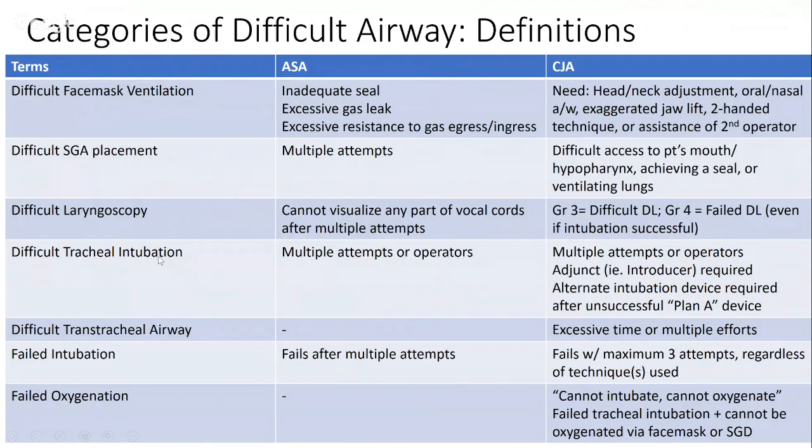ASA defines difficult tracheal intubation as multiple attempts or operators, while the CJA is more prescriptive and defines it as multiple attempts or operators, requiring adjuncts and introducers, or requiring an alternate intubation device other than the Plan A device. CJA also describes the difficult transtracheal airway as multiple efforts or excessive time. For failed intubation, ASA defines it as failure after multiple attempts, while CJA defines it as failure with a maximum of 3 attempts, regardless of techniques used. And finally, CJA defines failed oxygenation as cannot intubate, cannot oxygenate, with a failed tracheal intubation that cannot be oxygenated by a face mask or supraglottic device.